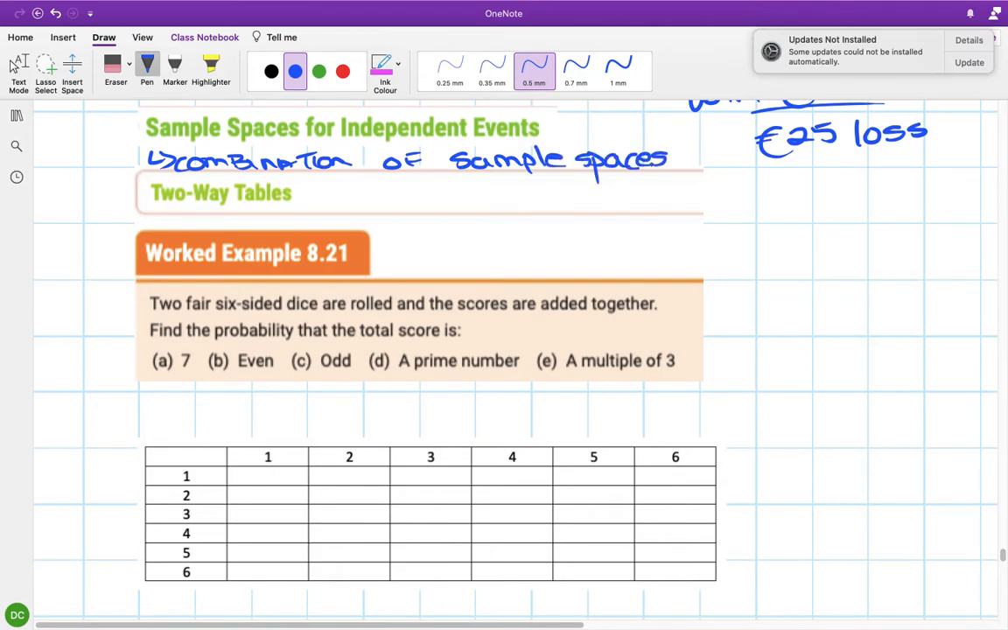Okay, so sample spaces are systematic listing, two-way tables and tree diagrams. So a combination of sample spaces and then everything we've learned about probability. We're going to put the two of them together in one question. All right. So two fair six-sided dice are rolled and the scores are added together. That's going to be important. Find the probability that the score is.